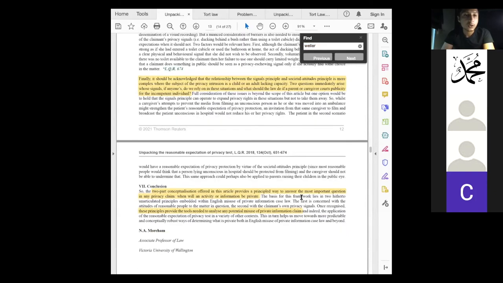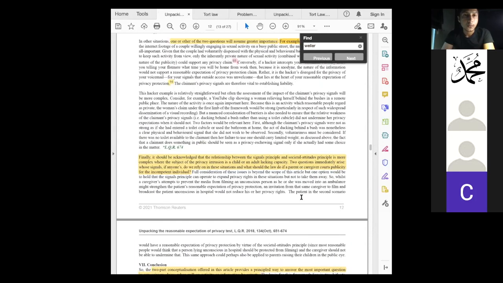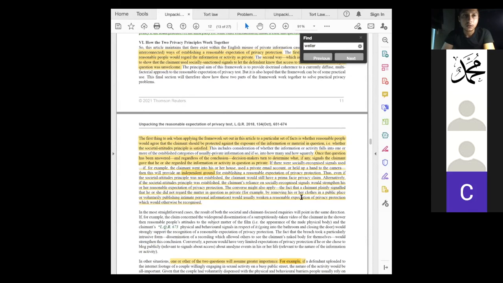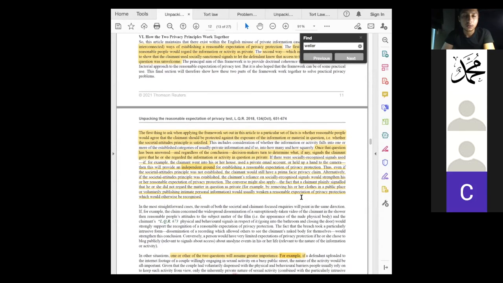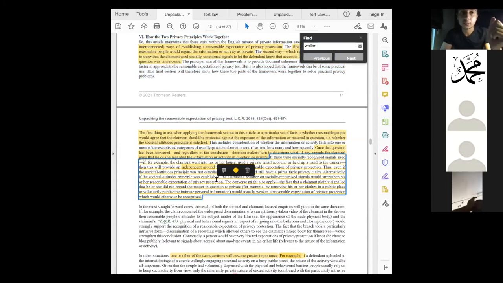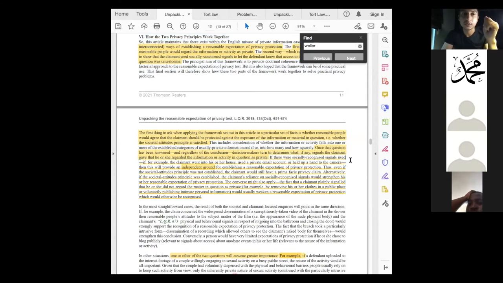This is from the paras we have read already and we've analyzed already. So this is under the sixth part of the article, how the two privacy principles work together. And here the author mentions how the two principles, the societal principle and the signals principle, can work together.